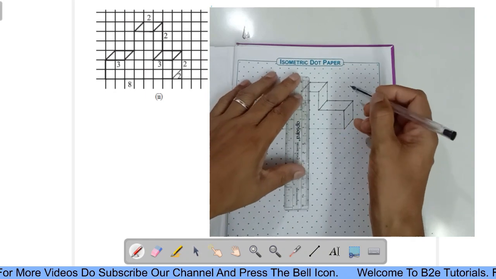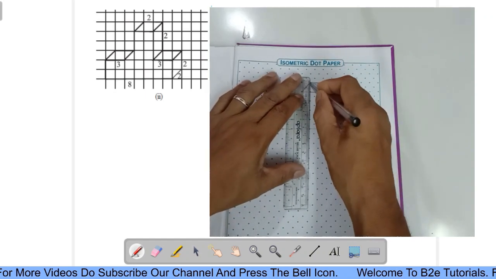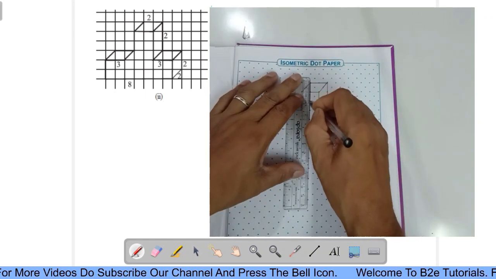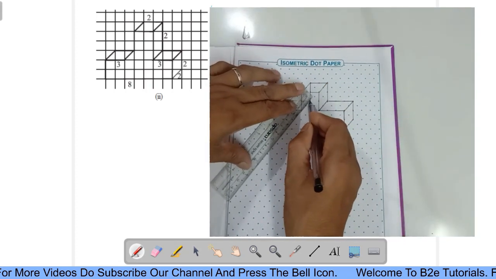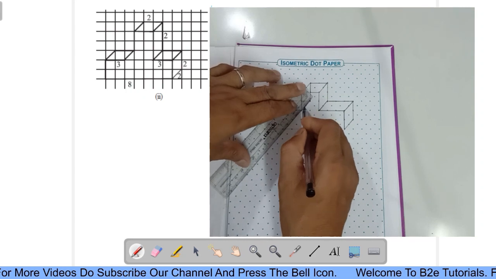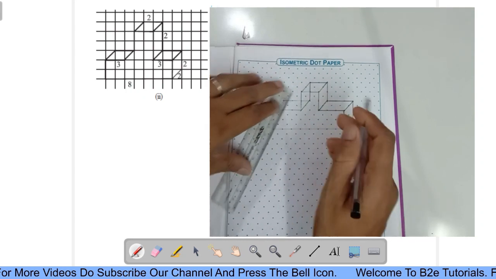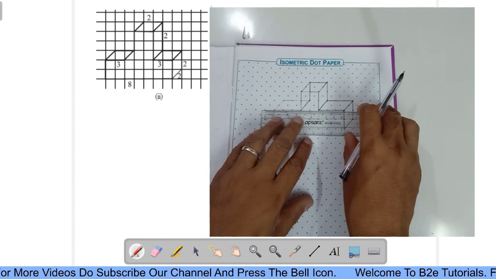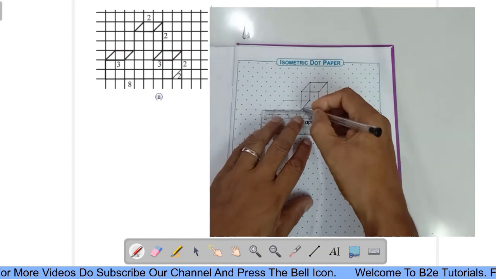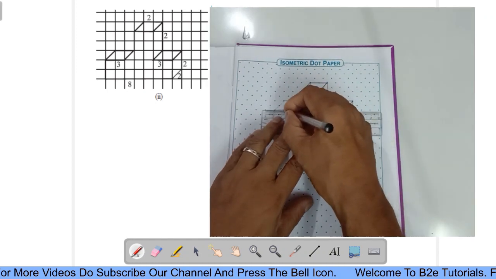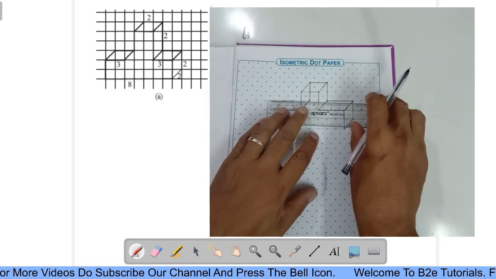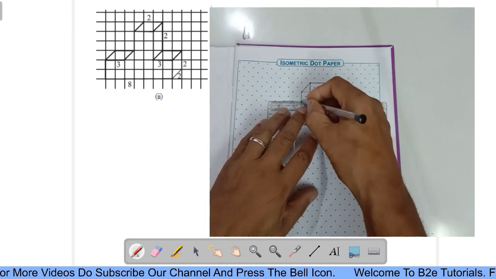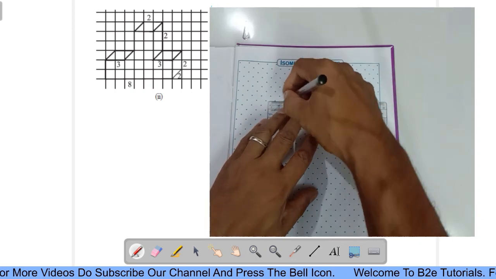Then from here again take 2 dots, that is 1 and 2. Then here again 2 dots, join this. Then here you have to take 3 dots, that is 3 centimeter. 1, 2 and 3. Join it. Again from here 3 dots, that is 1, 2 and 3.